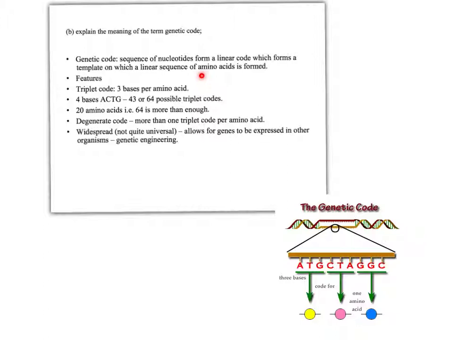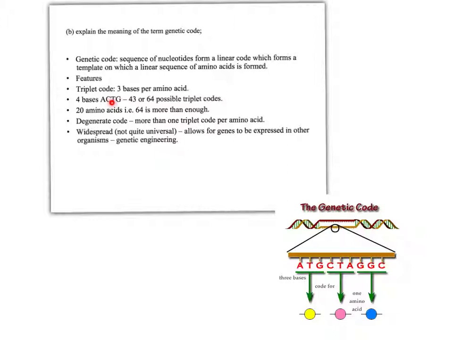There are various features of this linear code you should be aware of. First of all, the idea it works in triplets. There are obviously only 4 bases, but we have to have a system which encodes for 20 different amino acids. So it actually works in triplets, and that would give us 4 to the power of 3, and a 4-letter language can give us 64 possible 3-letter words or triplet codes.